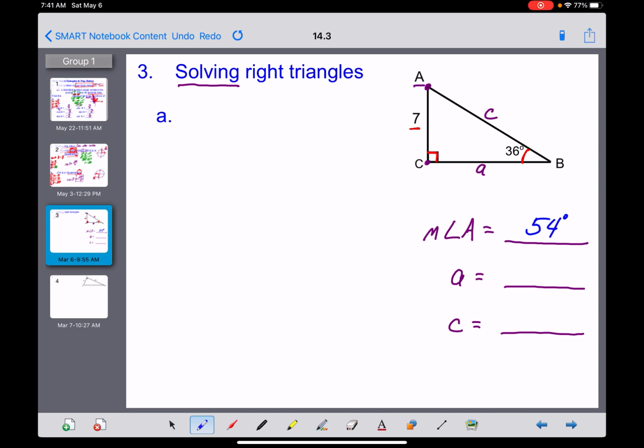Okay, now we have to figure out side lengths now. Pythagorean theorem doesn't help you here because we only know one side length, so we've got to use some basic trig.